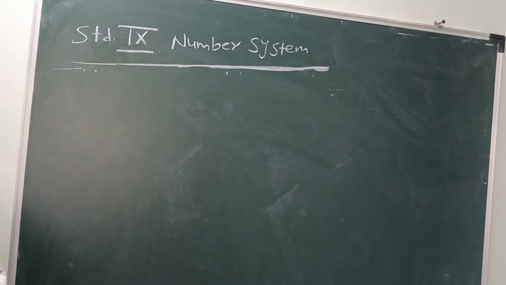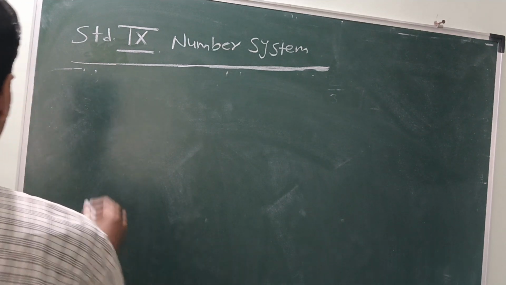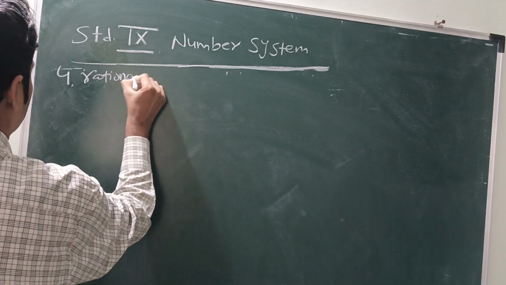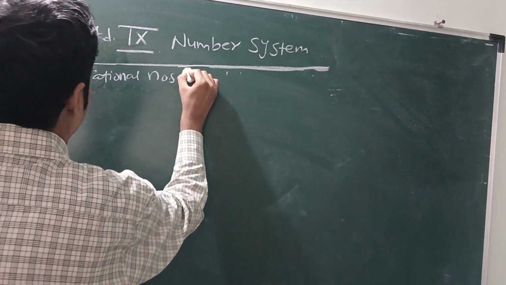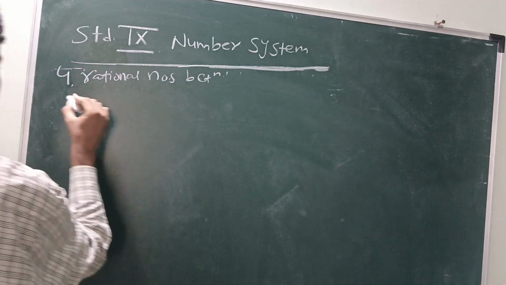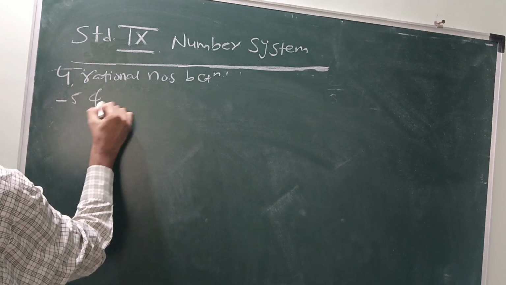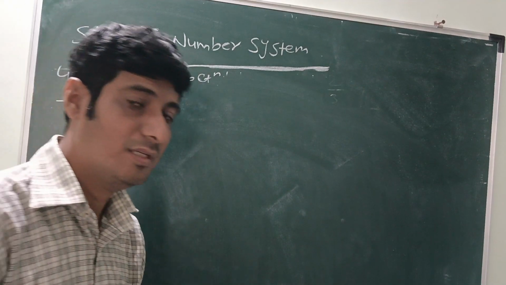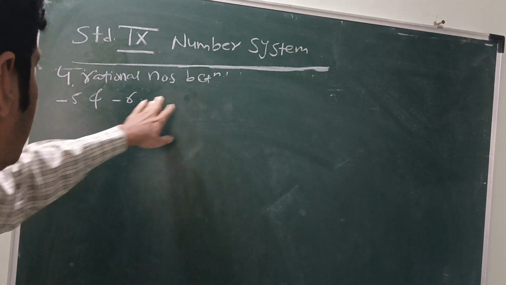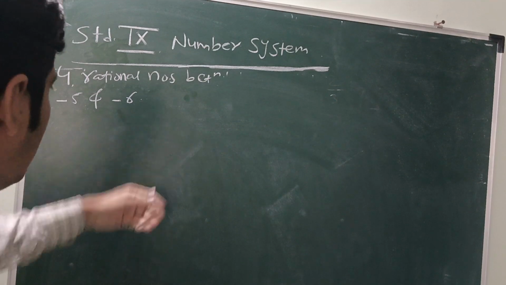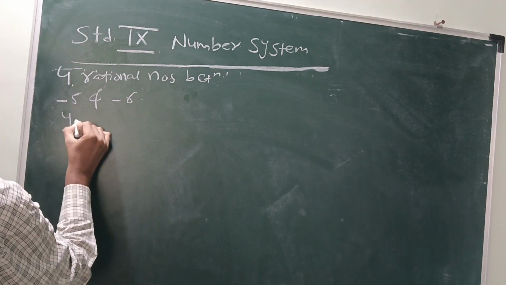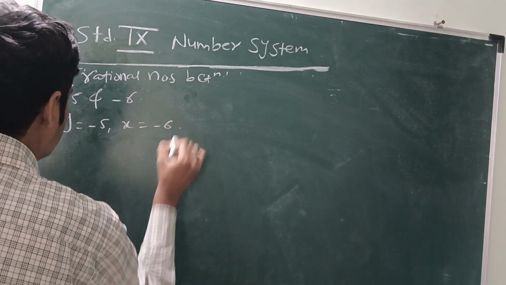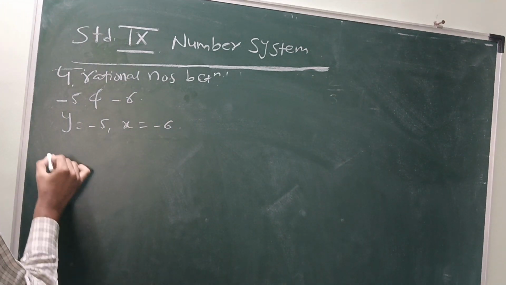Again, find four rational numbers between -5 and -6. Again, we have to do the same thing here. The value for y will be -5 and the value for x will be -6. Calculate the value for d.